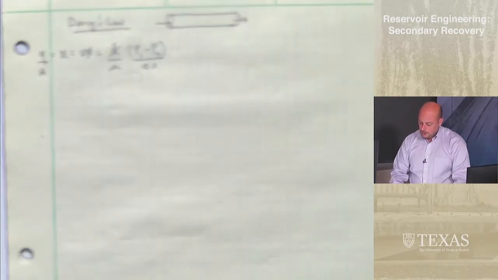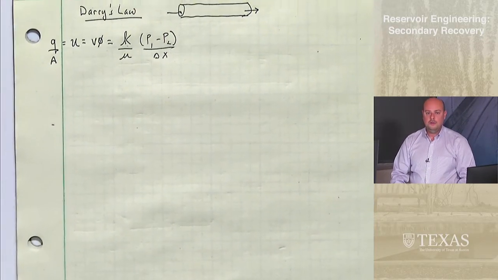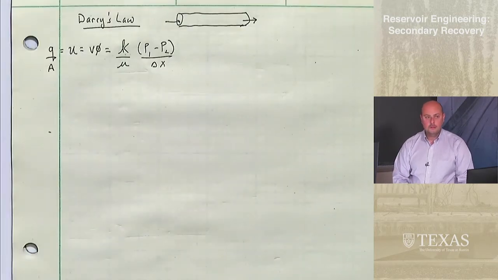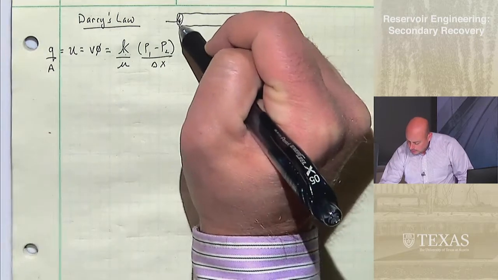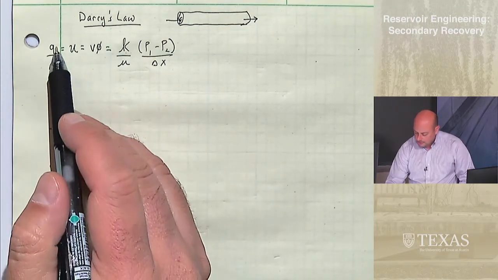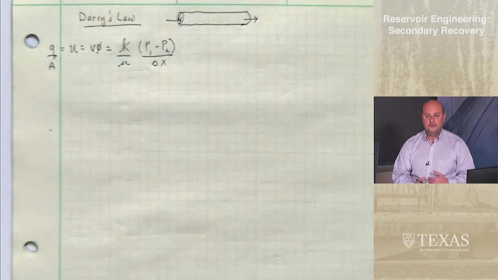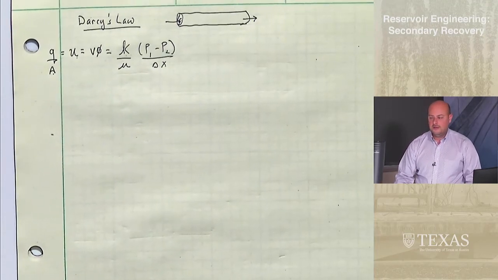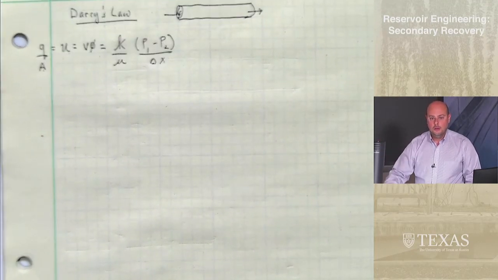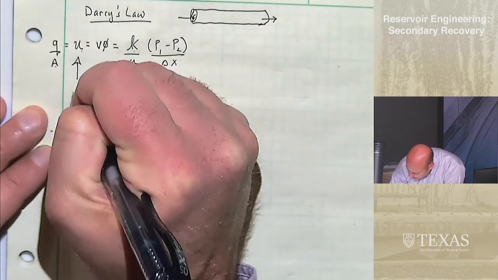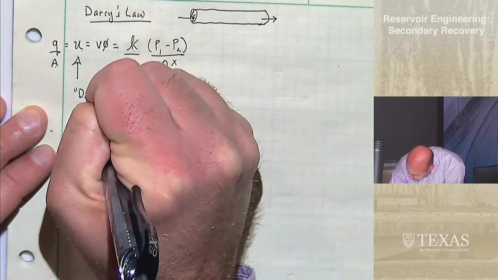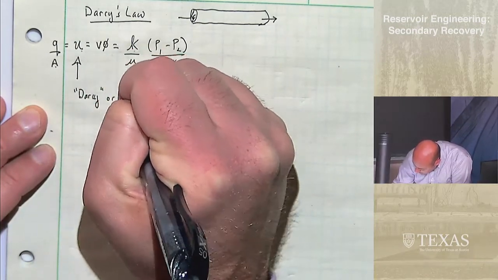Okay. So let me explain a lot of those variables. So Q is the flow rate. So it's how many cubic feet per day or milliliters per minute that you're flowing. A is this cross-sectional area. So the Darcy velocity is the flow rate divided by area, and that's obviously got units of length per time, like feet per day. So this is the Darcy or superficial velocity.